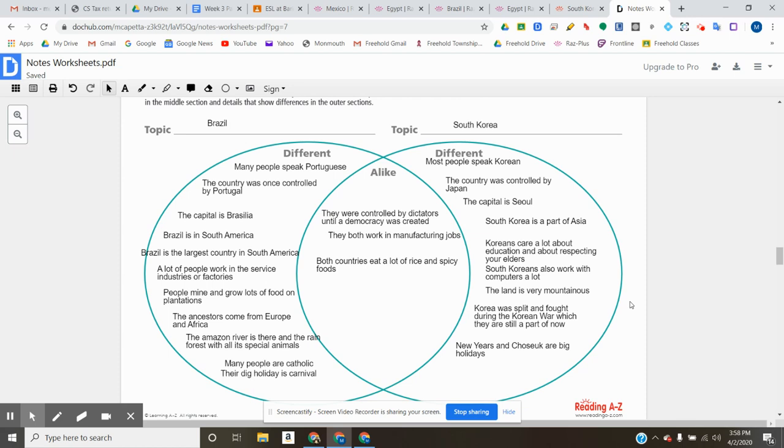So that's going to wrap it up for comparing and contrasting these two countries. There's not a lot for these two. They really are very different, but there are some things that make them similar.